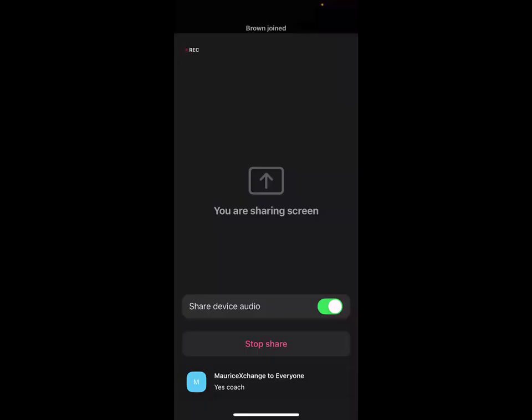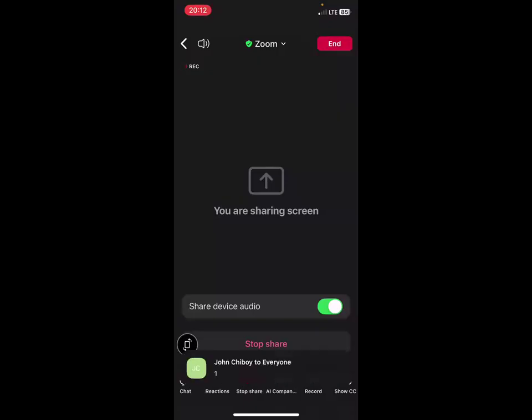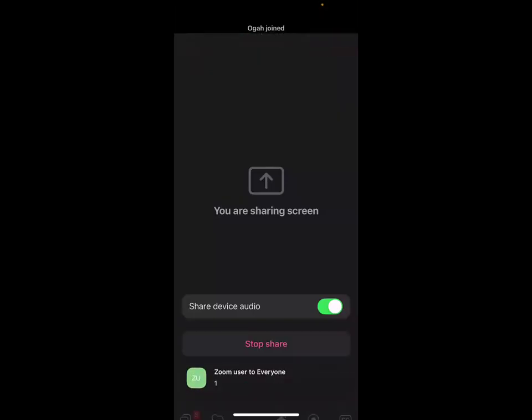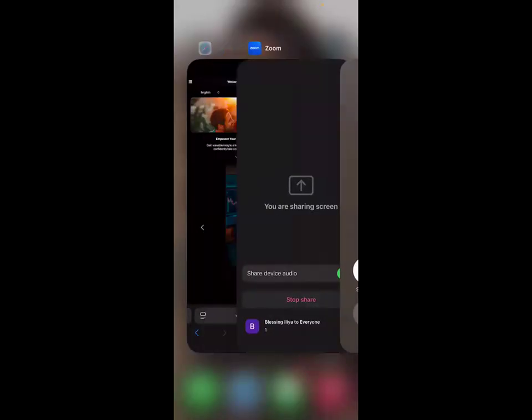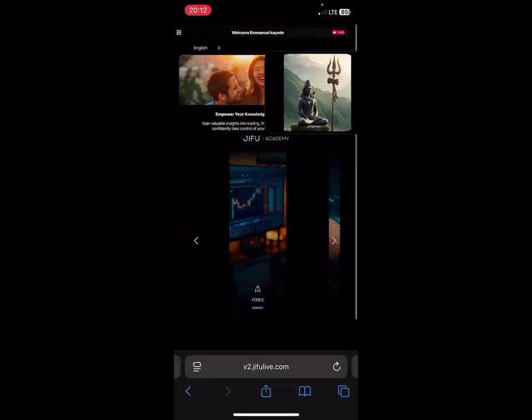Drop a 1 if you can see my screen. If you can see my screen, drop a 1. Okay, very good.